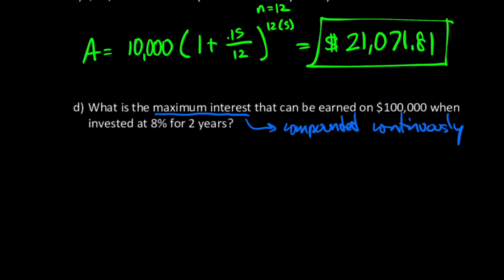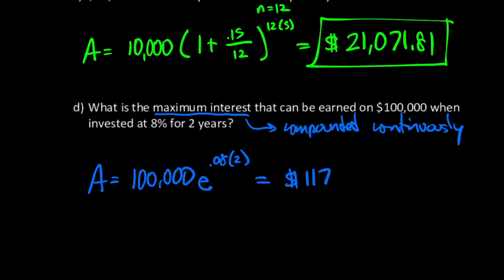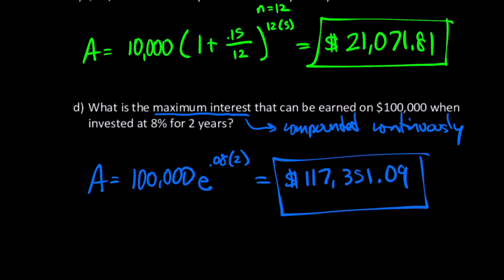So I'm going to use my Pert formula. A equals 100,000 times e to the r, what's that, 8%, 0.08 times the amount of time, 2 years, and that would give me $117,351.09. So that's the most interest you're going to get on 8% over 2 years when you compound it continuously.